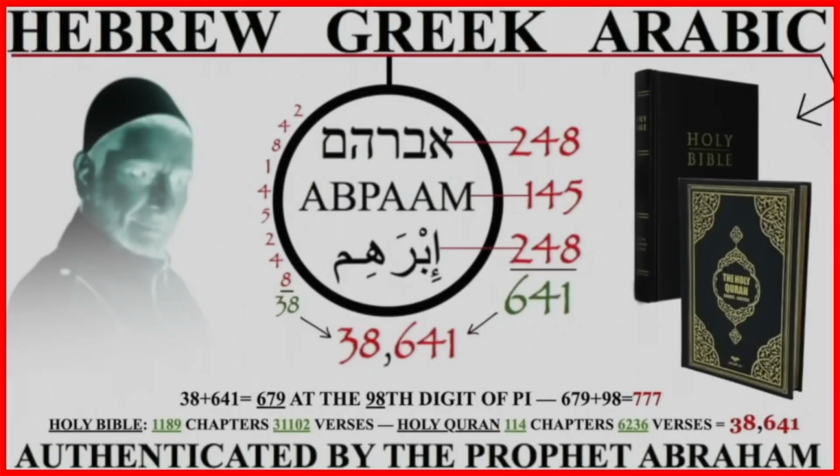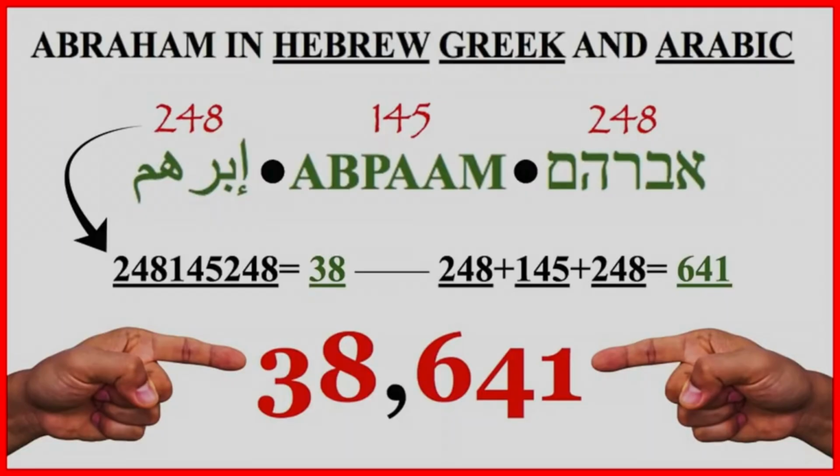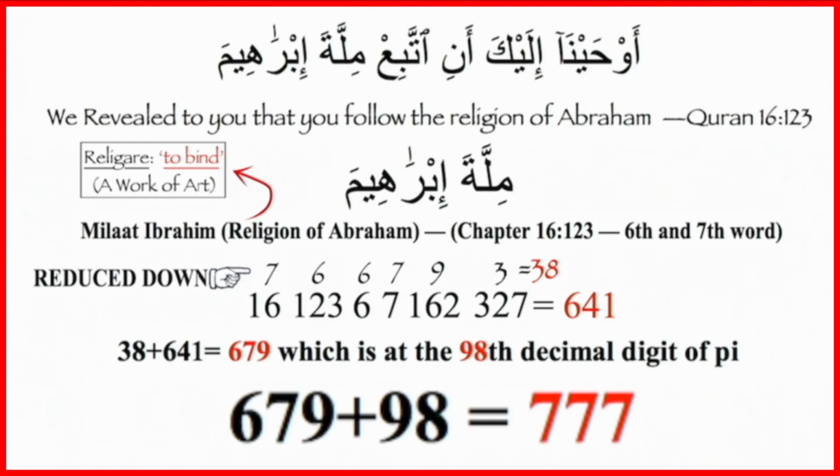The number 38,641 is also encoded in the name of the founder, that being Abraham, as you clearly see on the board. This is the Milat of Ibrahim. We reveal to you that you follow the Milat of Ibrahim. Chapter 16, verse 123, the 6th and the 7th word, standard, ordinal, and reduced, doubler and short aleph included. Milat 162 and Ibrahim 327. 16 plus 123 plus 6 plus 7 plus 162 plus 327 equals 641.